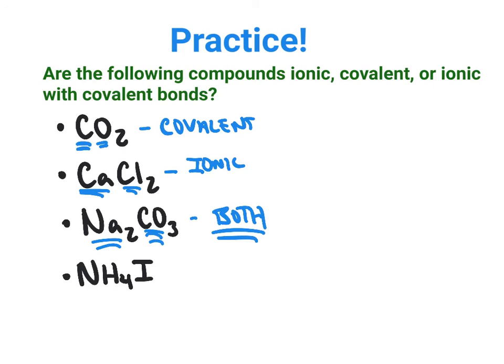Finally, the last one is a tricky one. It's N, H, and I. These are all nonmetals. However, you need to recognize that NH4 right here is a polyatomic ion, ammonium. Because of that, it's an ionic compound, and since it contains a polyatomic ion, it also has both covalent and ionic bonds. And that's it. Good luck.